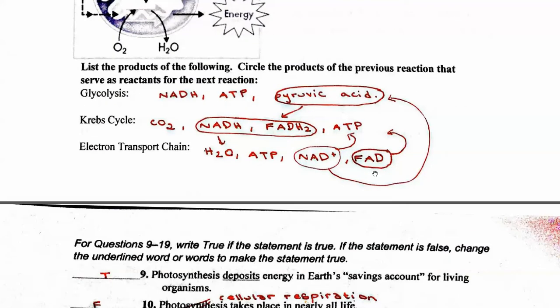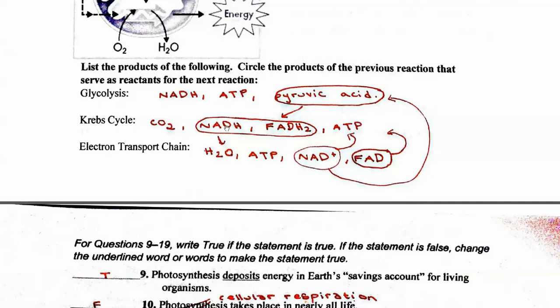All right, so what this is asking you to do is to list your products and then circle the ones that are used in the next step. So for example, in glycolysis, NADH, ATP, and pyruvic acid are produced. Pyruvic acid is then taken and used in the Krebs cycle, so that's why I drew that arrow. Now, NADH and ATP are not used in the Krebs cycle. They are going to be used later in the electron transport chain.